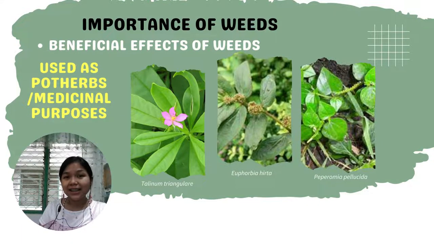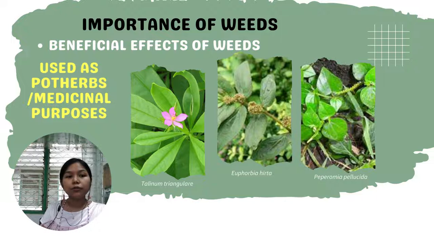And then many plants that are designated as weeds are used as pot herbs or for their medicinal purposes. So the first picture is about Talinum triangulare. So this is used as pot herb as it is diuretic and also helpful for the management of some gastrointestinal disorder.